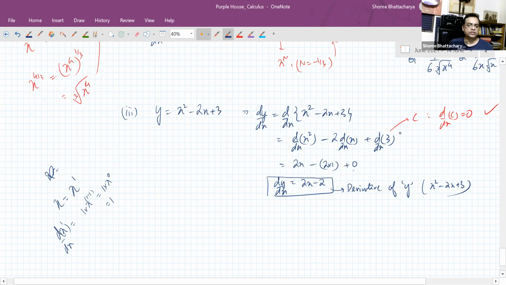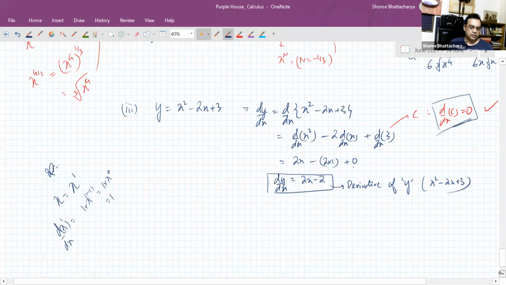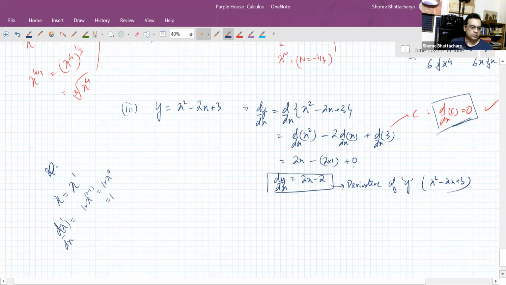Why? Because 3 is a constant. So we know that the differentiation of a constant is 0. This is a property of differentiation. Okay. Now, some additional formulae we'll learn today.